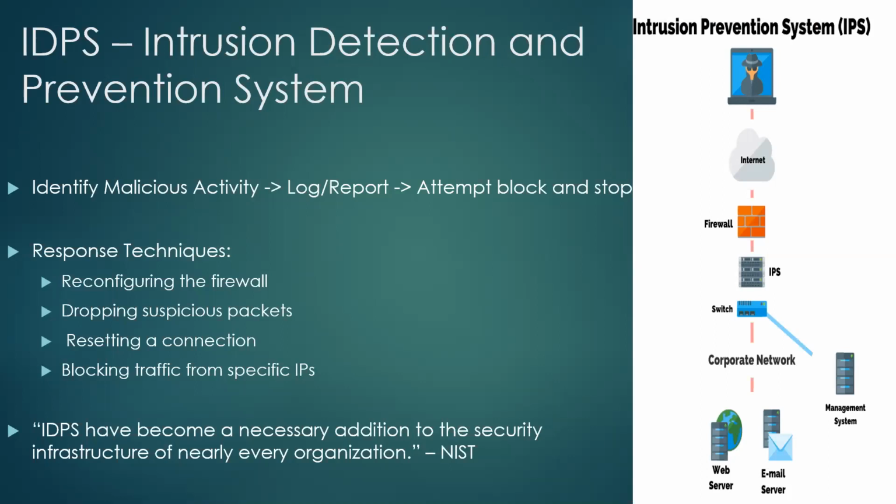Intrusion detection and prevention systems hold almost all of the same attributes and benefits from our previously talked about detection systems, but they come with an addition of trying to stop malicious activity when found. They first detect or identify malicious activity, then log and report that to the administrators. Then they can attempt to block and stop the attack. They use several response techniques and hope that the IDPS will be able to stop the activity.